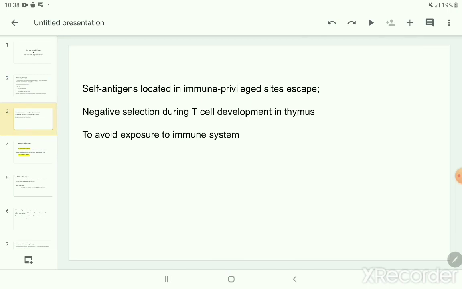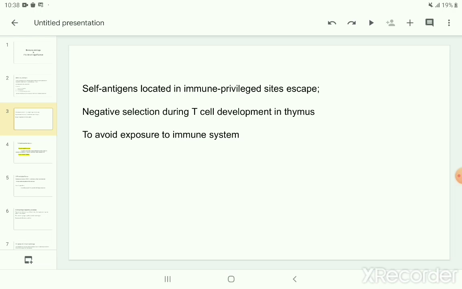Now, the self-antigens located in these immune privileged sites usually escape the negative selection during T cell development in the thymus. We all know what happens in negative selection during T cell development. In negative selection, the self-antigens of the body are presented to the T cells in order to check the affinity of the T cells to the self-antigens of the body. If the T cells have strong affinity toward the self antigens, those T cells are eliminated.